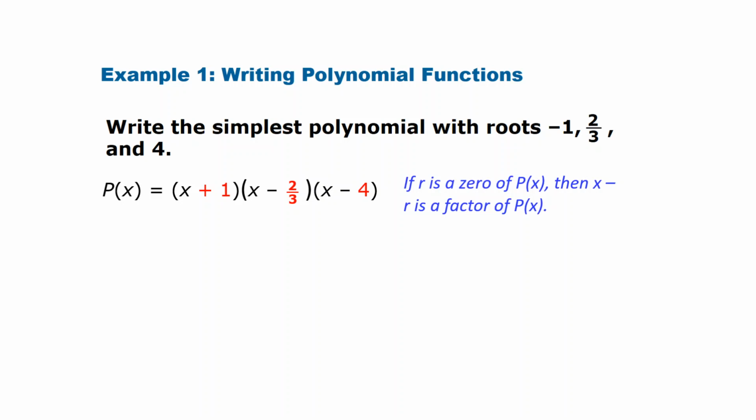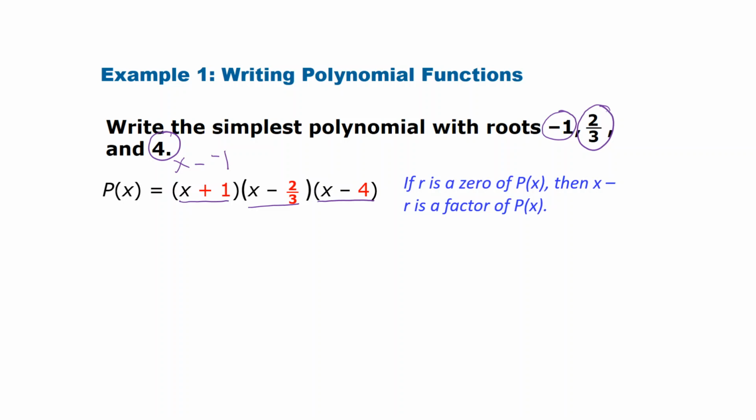So here, when one of the roots is -1, that would actually be x minus a -1, which is the same as x plus 1. They told me that one of the roots is 2/3, so x minus 2/3. And they tell me one of the roots is 4, so that's going to be x minus 4.